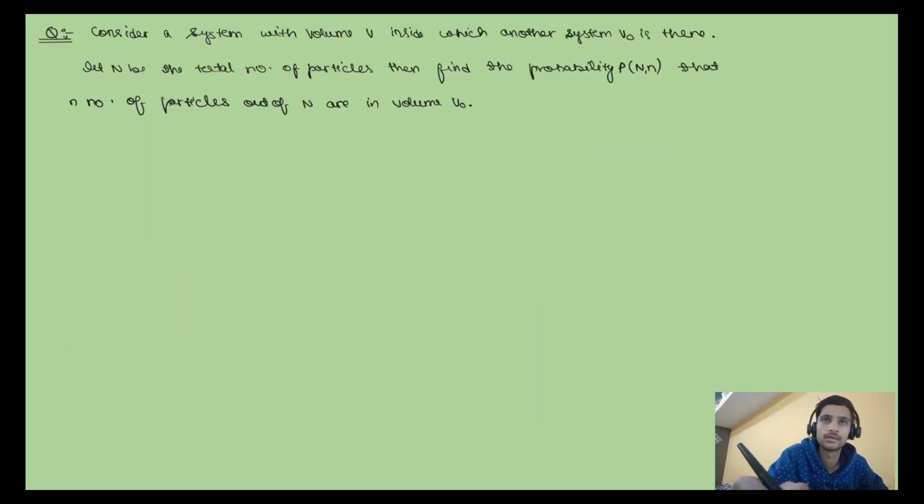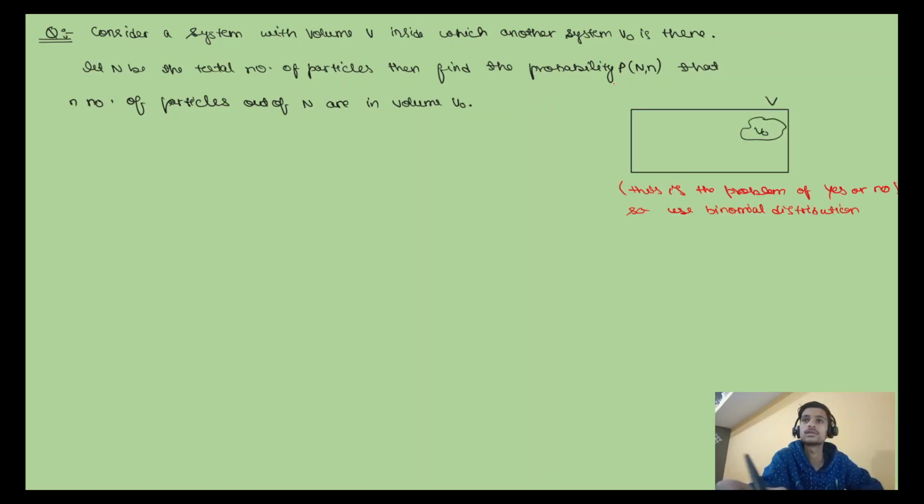Now here comes an interesting problem. This problem will also be related to the binomial distribution. Here we have a system with volume V, inside which another system V naught is there. Let's suppose capital N is the total number of particles. Then we have to find the probability P such that out of this capital N particles, small n number of particles are there in the small volume V naught. So this is the situation.